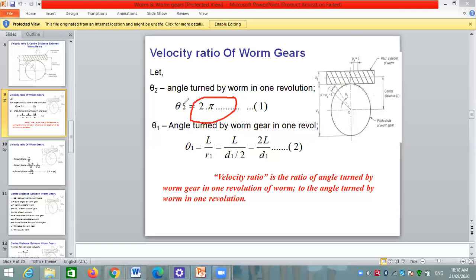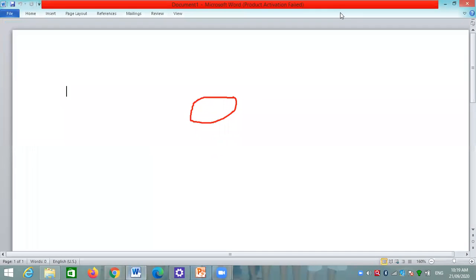Similarly, if we consider the worm as the driver, then how much angle is turned by this worm wheel? Okay, see here.